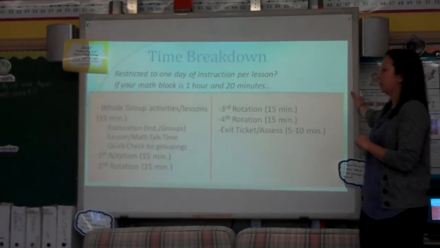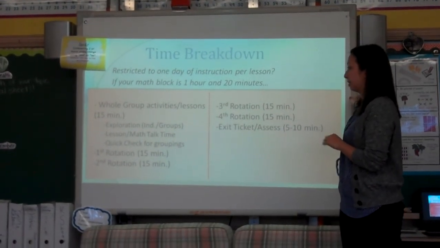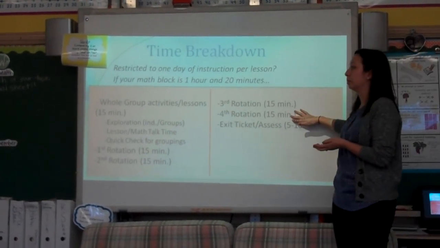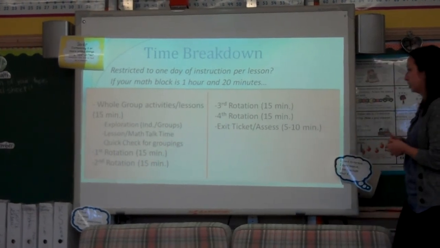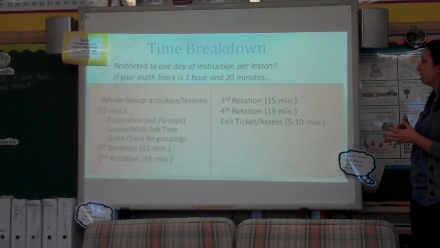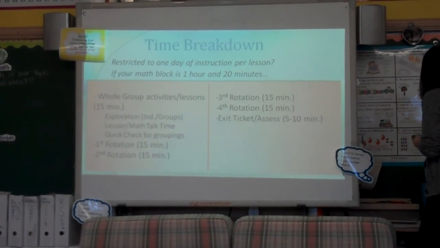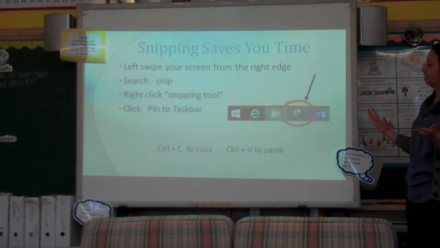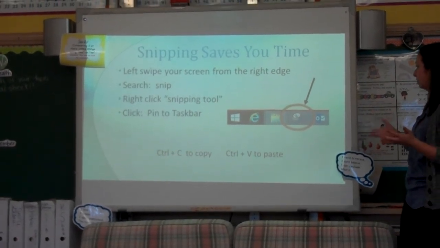Otherwise, if you're stuck to one day and you have our standard math time, the one day is shortened to 15 minutes per small group, whole group 15 minutes, and then exit tickets the same. So just shrinking the time, and I carry a timer because it's hard to keep track. So how on earth do we make all this happen and I don't go insane? It's because I use the snipping tool.